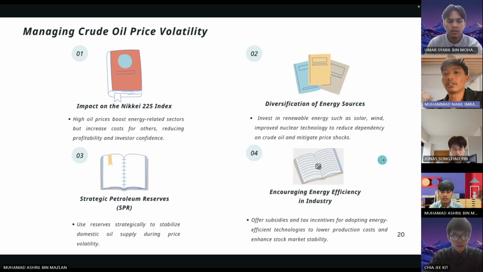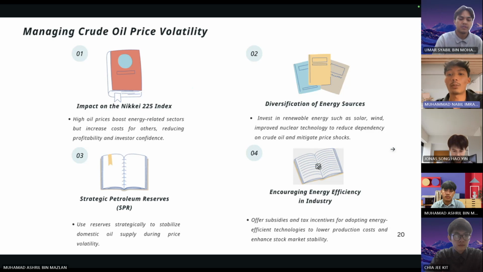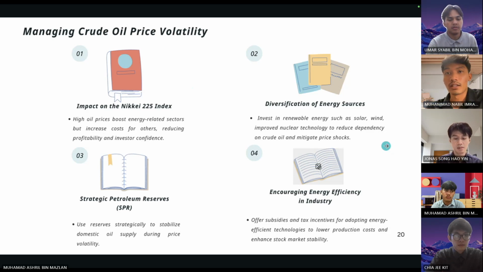The third one is encouraging energy efficiency in industries. The government can offer subsidies and tax incentives to companies adopting energy efficient technologies. This not only enhances industrial competitiveness, but also mitigates the negative impact of fluctuating oil prices on the stock market. Next slide.